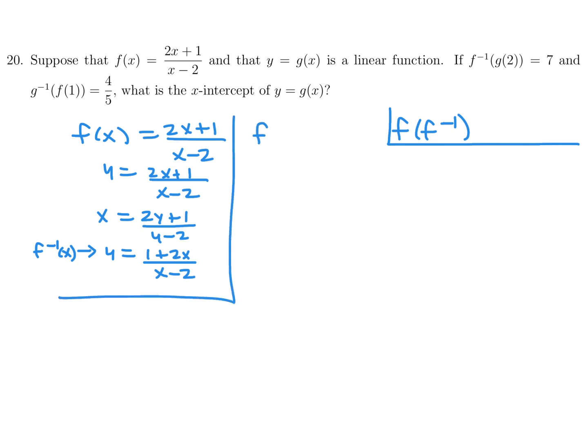So let's take a look at this now. They have given me that f inverse of g(2) is equal to 7 up here. So what does that mean? And they've also given me that g inverse of f(1) is equal to 4/5. Okay, so let's see what we can do here.